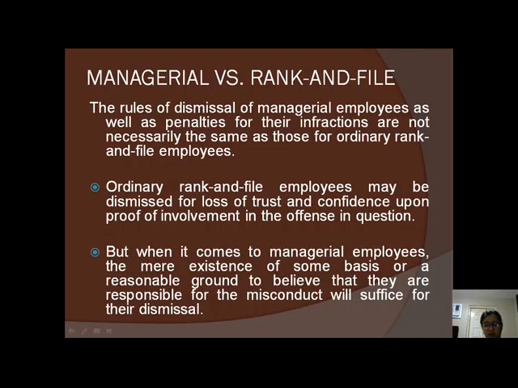So if your employer finds out that you are doing that, then you can be dismissed because of loss of trust and confidence, because your employer doesn't trust you anymore, and they already lost their confidence in you. So with that, the mere existence of a basis or a reasonable ground for the belief that you are responsible for such misconduct is already sufficient for you to be dismissed. Unlike, again, ordinary rank and file, where there should be proof or evidence of involvement.